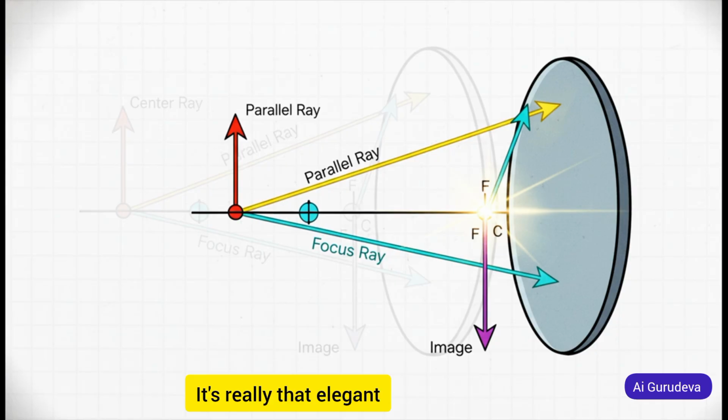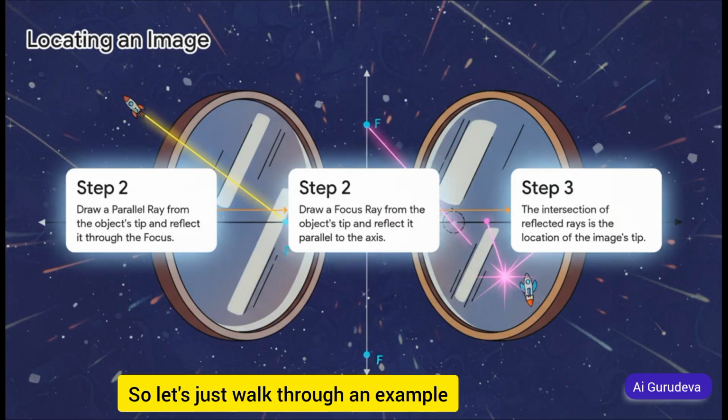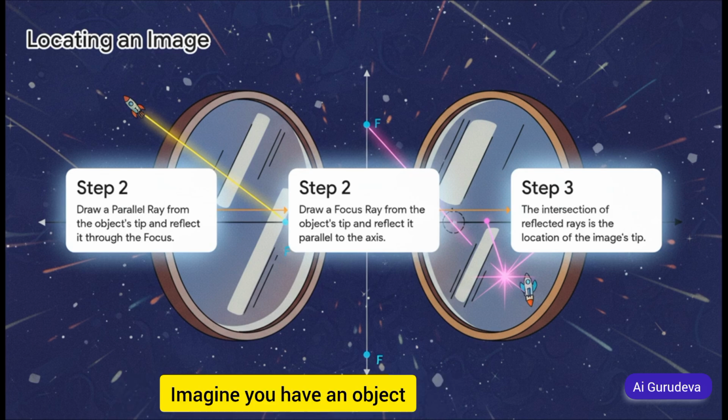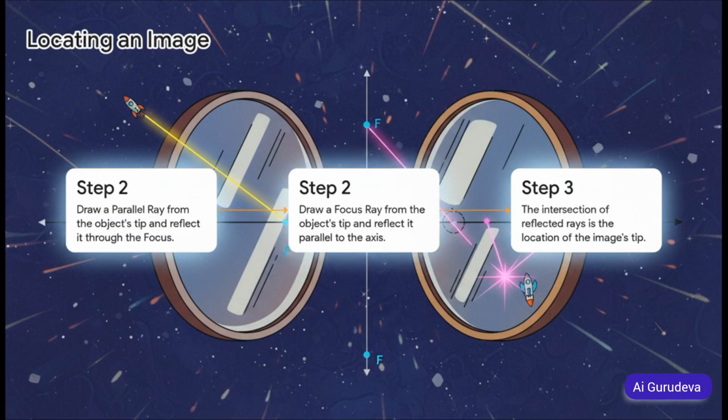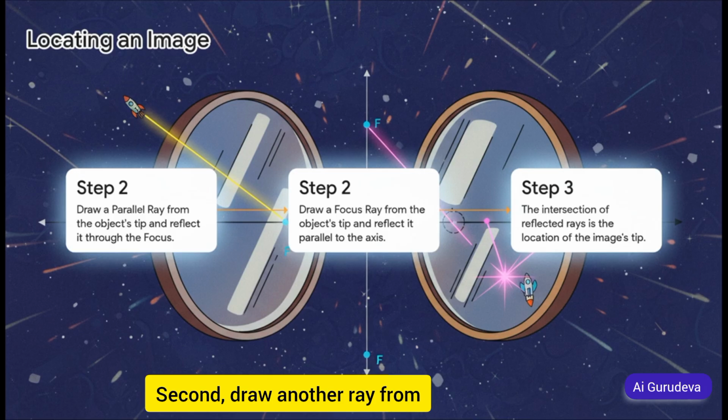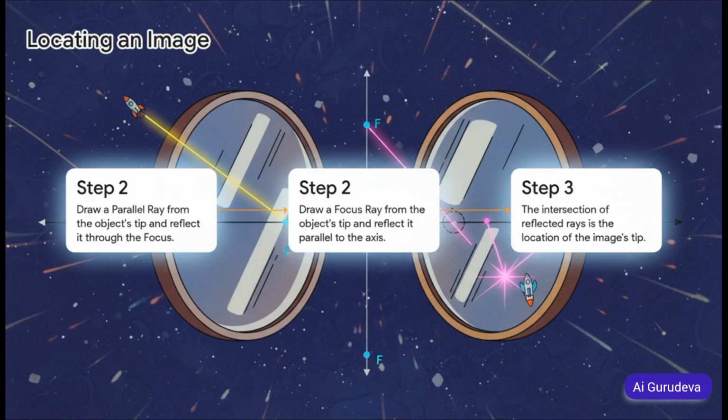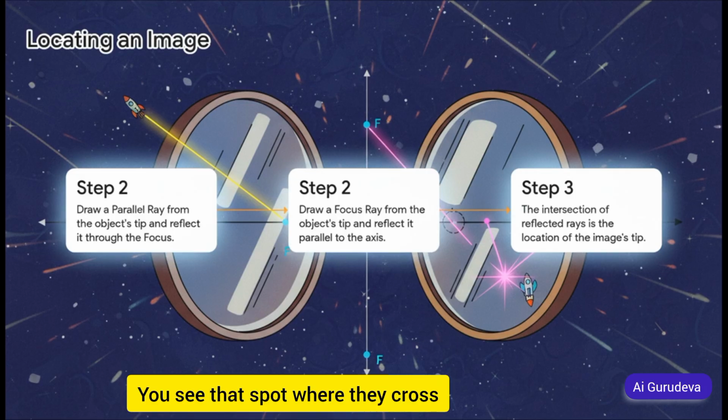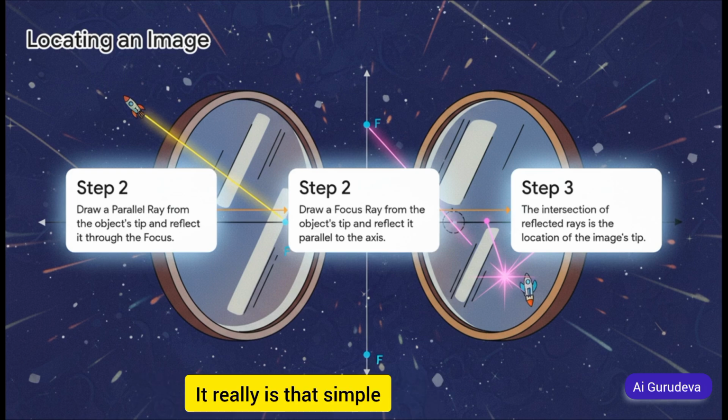It's really that elegant. So let's just walk through an example. Imagine you have an object. First, from the very tip of it, draw a parallel ray and reflect it down through the focus. Got it? Okay. Second, draw another ray from that same tip, but this time send it through the focus and reflect it out parallel. And look, you see that spot where they cross? That intersection tells you everything. Exactly where the image is, how big it is, and the fact that it's upside down. It really is that simple.